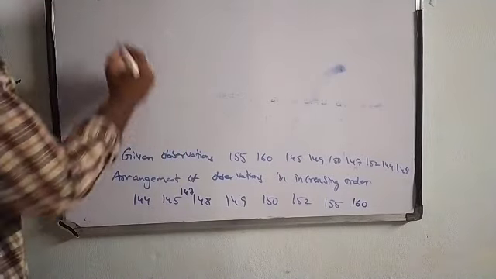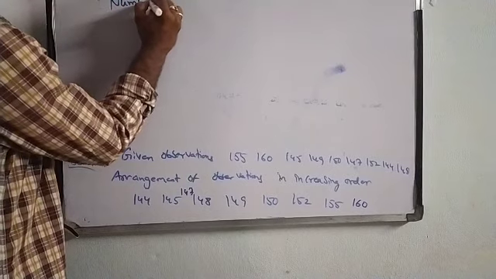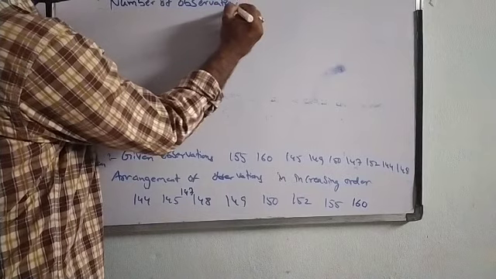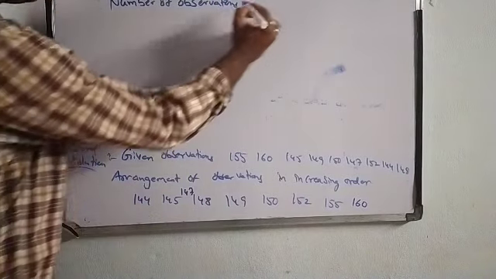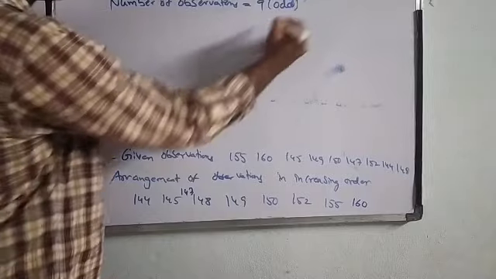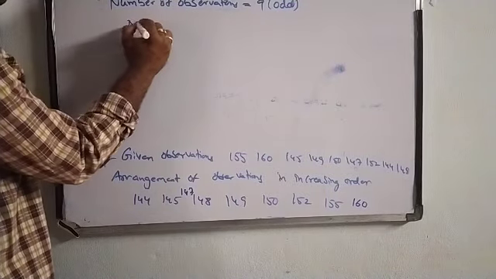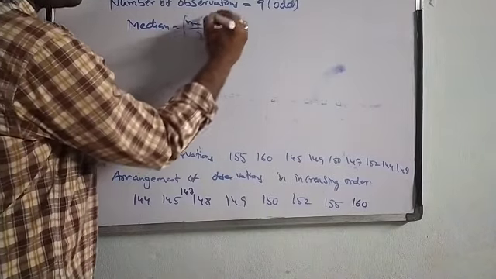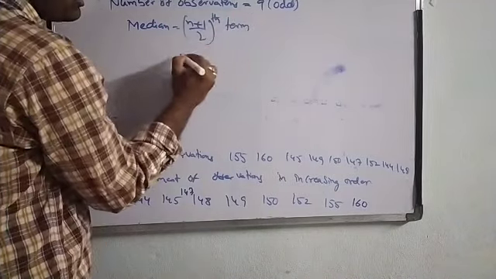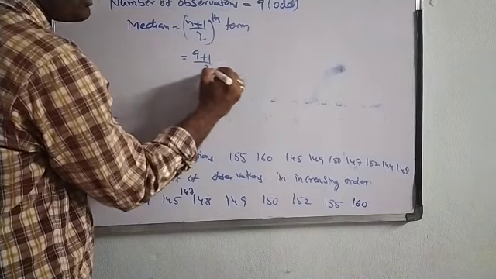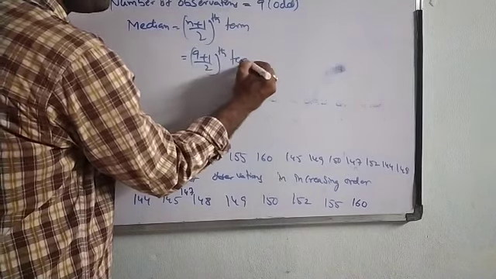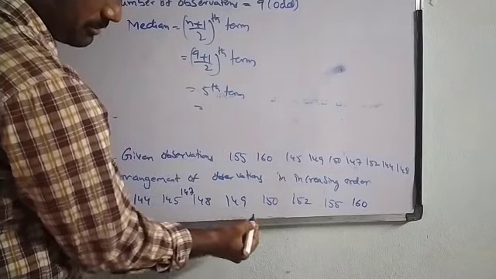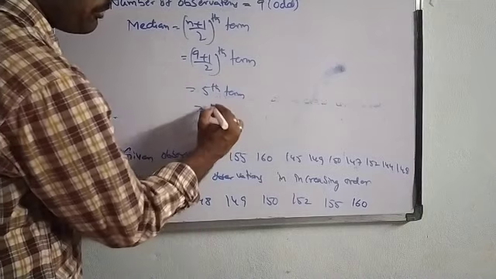Okay. After arranging this in increasing order, now see here, the number of observations we need to count out first. If you observe here, number of observations 1, 2, 3, totally 9 are there, which is odd number. So 9 is odd number. So if n is odd, median formula is n plus 1 by 2 term. So that is 9 plus 1 by 2 term, which is 10 by 2, which is 5th term. So in this the 5th term is 1, 2, 3, 4, 5, 149.